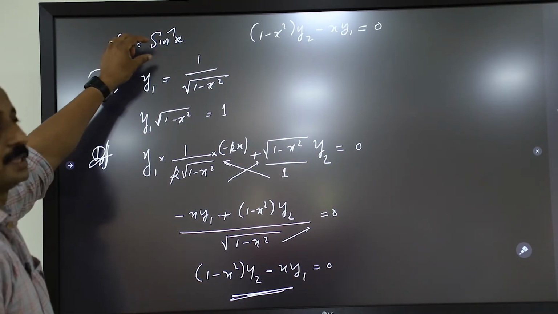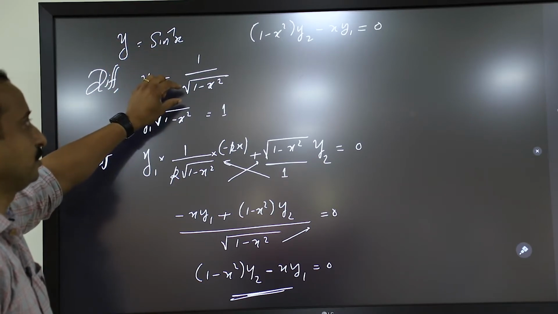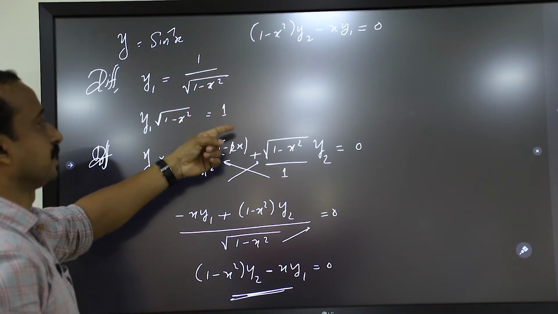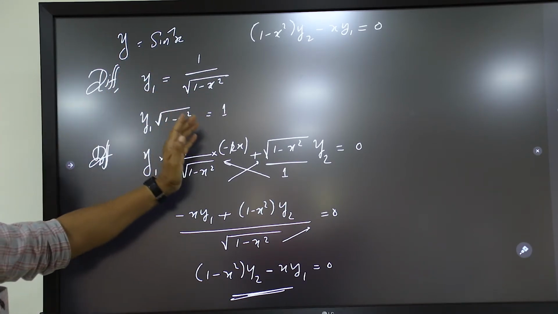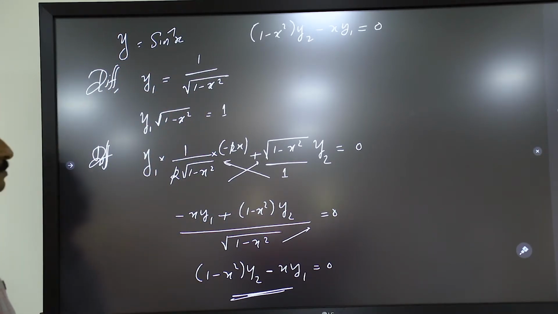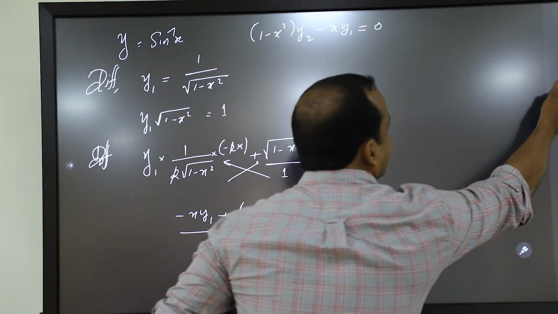Okay, first we differentiate with respect to x, we get the answer 1 by root of 1 minus x square. Before finding the second derivative, first we cross multiply the denominator to the left side, then we apply the product rule and therefore we get the answer. Okay, now discuss one more question based on this case.